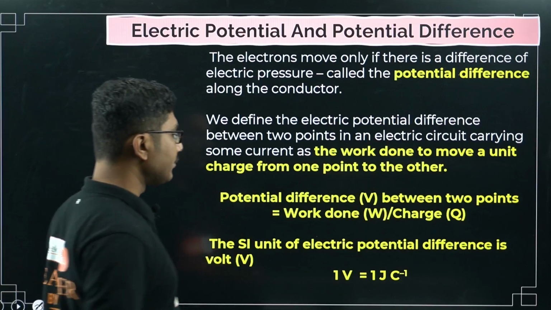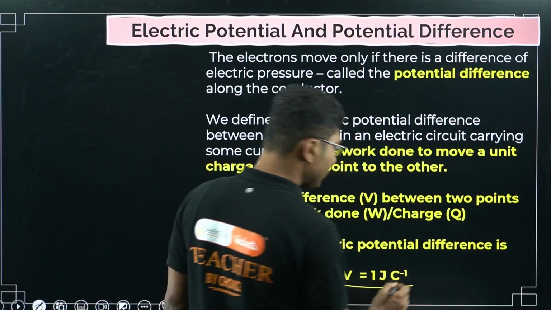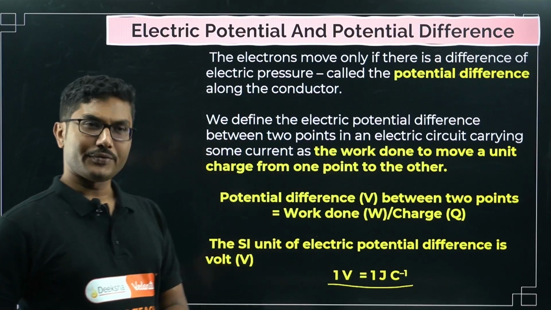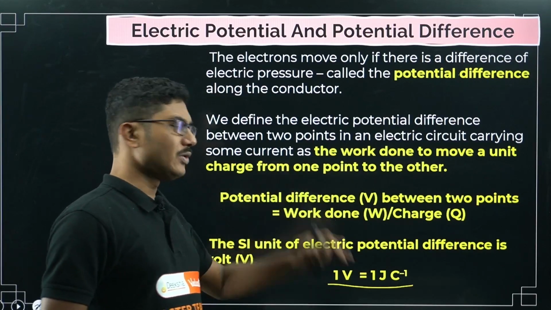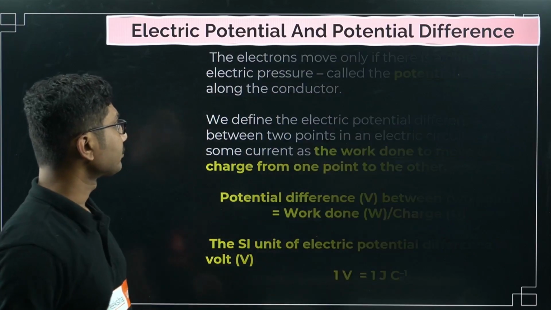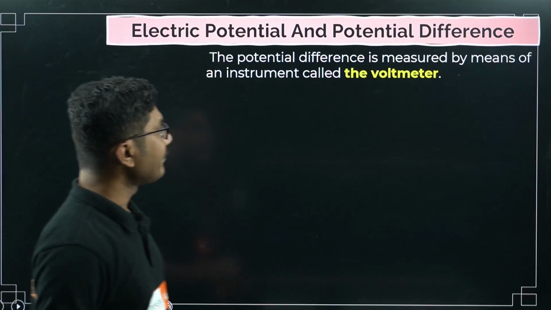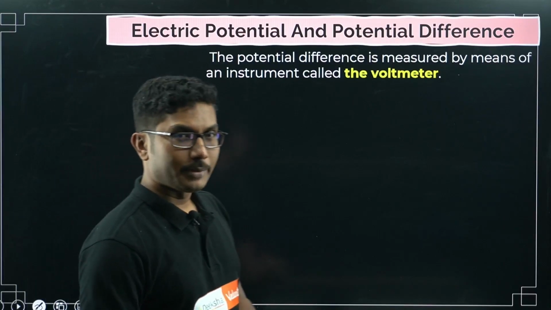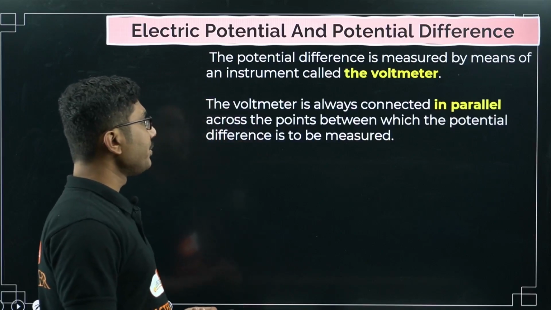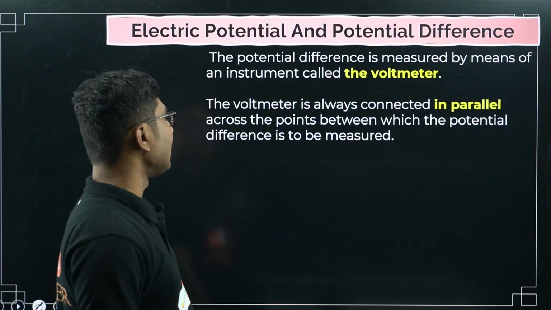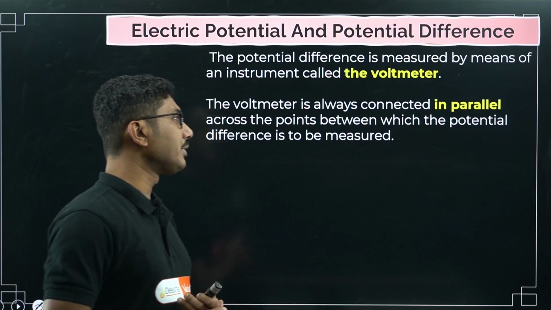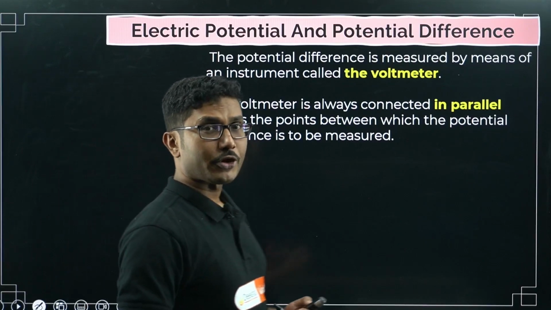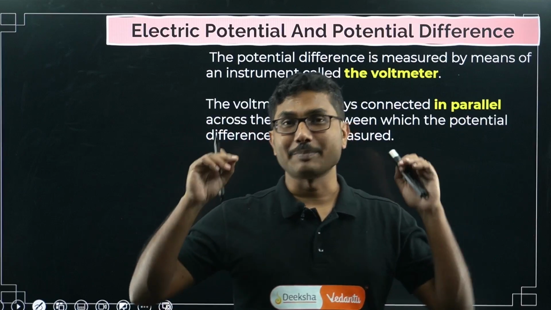Now the SI unit of electric potential difference is the volt. Okay, 1 volt is equal to 1 joule per coulomb. Joule is the unit of work done. Coulomb is the unit of charge. So 1 volt is basically 1 joule per coulomb. The potential difference is measured by means of an instrument called the voltmeter. The voltmeter is always connected in parallel across the points between which the potential difference is to be measured. Okay, so the voltmeter is always connected in parallel.